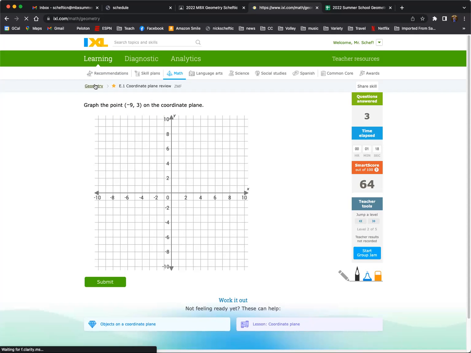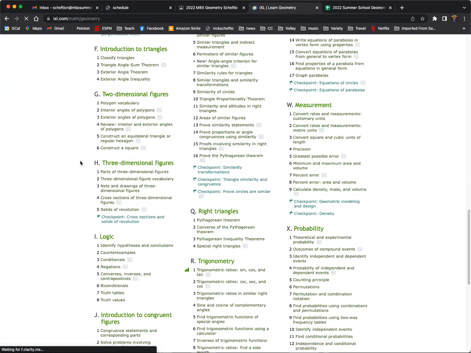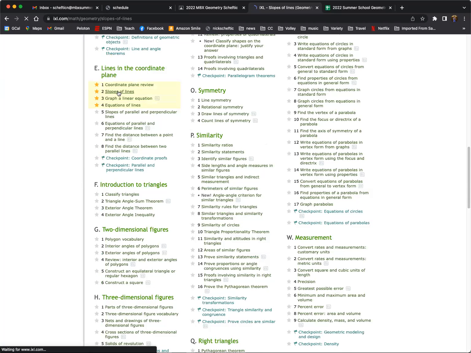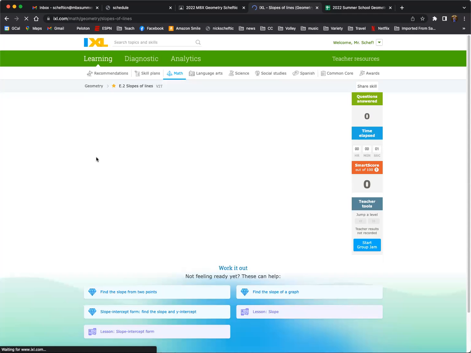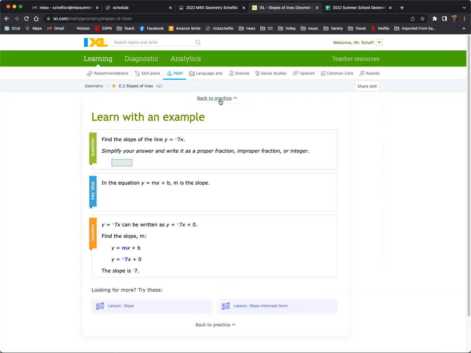Looking at E2. E2 is going to be slopes of lines. We're looking at y equals mx plus b. You can always click on this, learn as the example. So we got this right here, y equals mx plus b, where my cursor is. My slope is just going to be that number in front of it, what's called the coefficient, that number that's attached to the x. So in this case, it's -7.